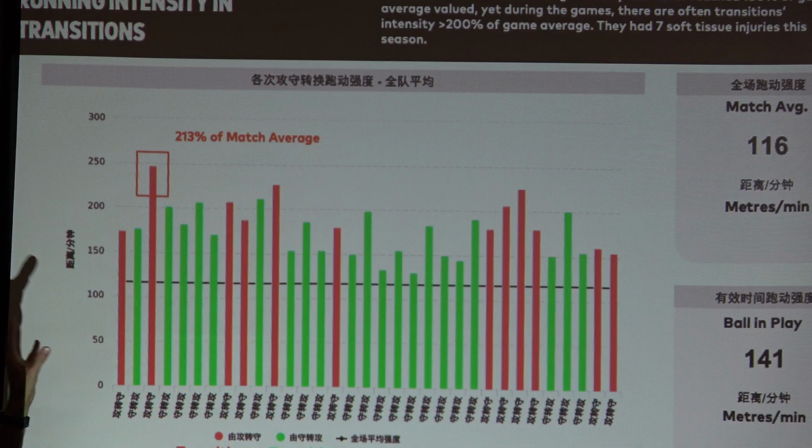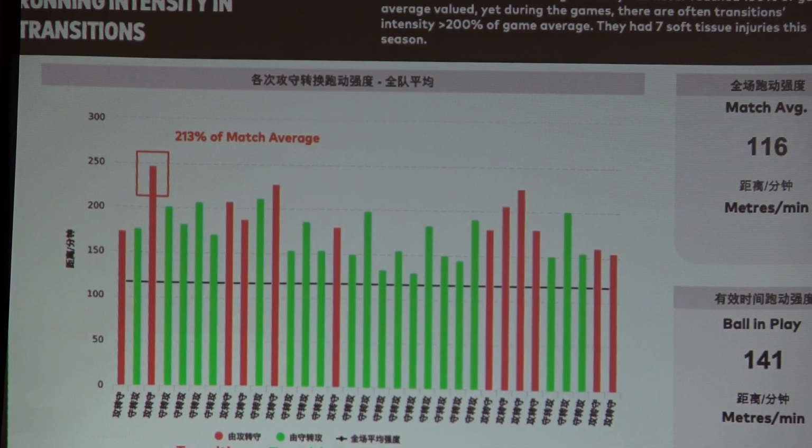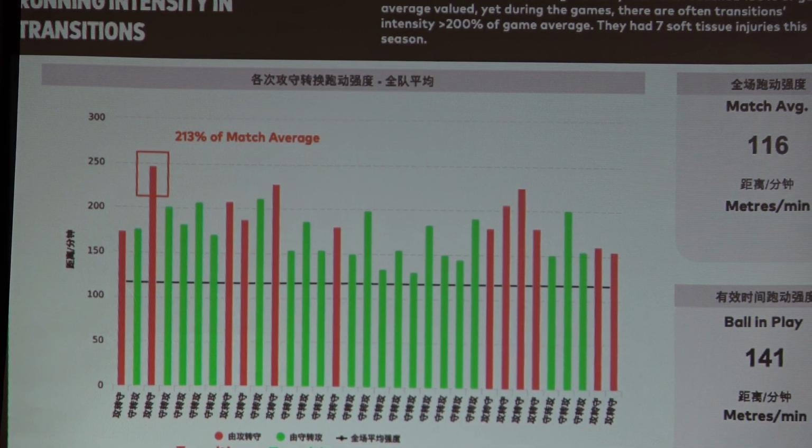And the result of not preparing our players for this intensity is either in the game they cannot run at these intensities or they will get injured.